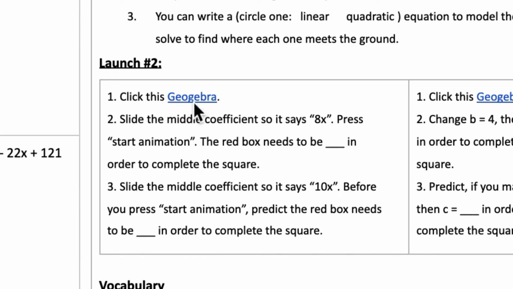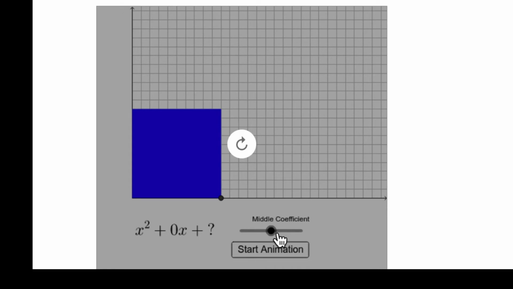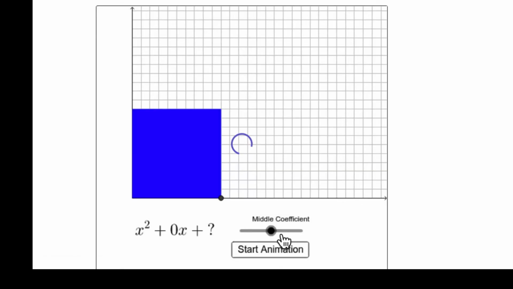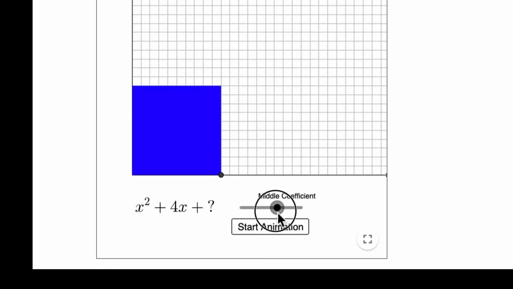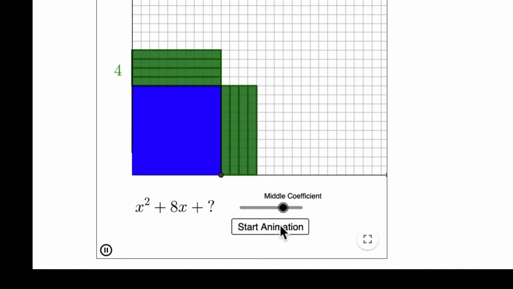Go ahead and click this GeoGebra, and we're going to slide the middle coefficient so it says 8x. The middle one is going to say 8x, and we're going to press start animation, and the red box needs to be blank in order to complete the square. So let's go ahead and click on this. I'm going to move this to where it says 8x, and it's going to do some really cool animation here. Looks like it's split the 8x into the green ones, so there's 4 x's there, and then this would need a square of 16.